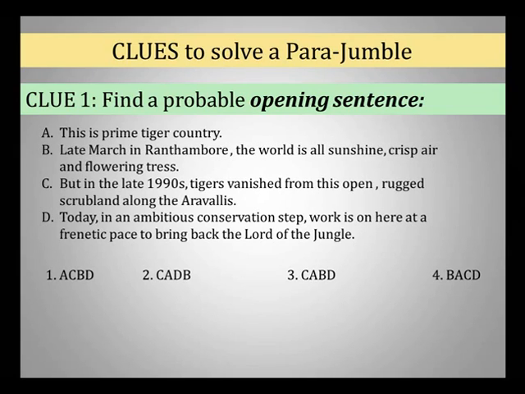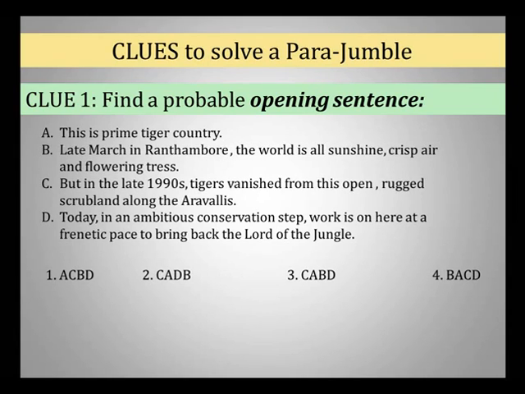Let's look at A part once. This is prime tiger country. Now since we know a pronoun like this refers to a particular place, prime tiger country, that means you're talking about some particular place. D part, in an ambitious conservation step, work is on here at a frenetic pace. Here again signifies that we are talking about a particular place. Let us see what is that particular place and where has it come from.